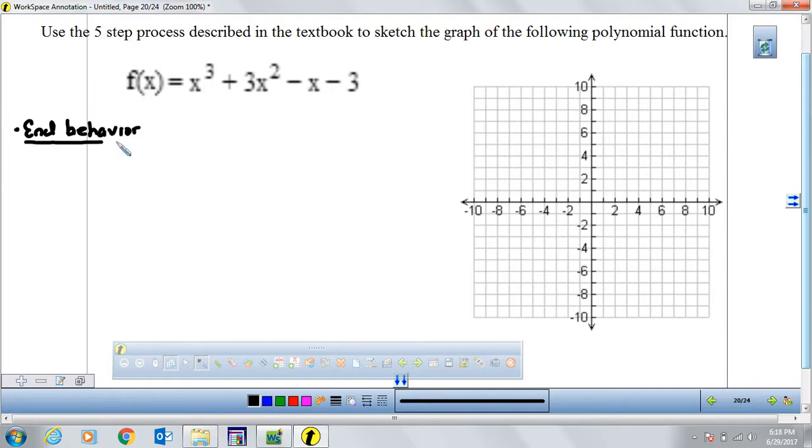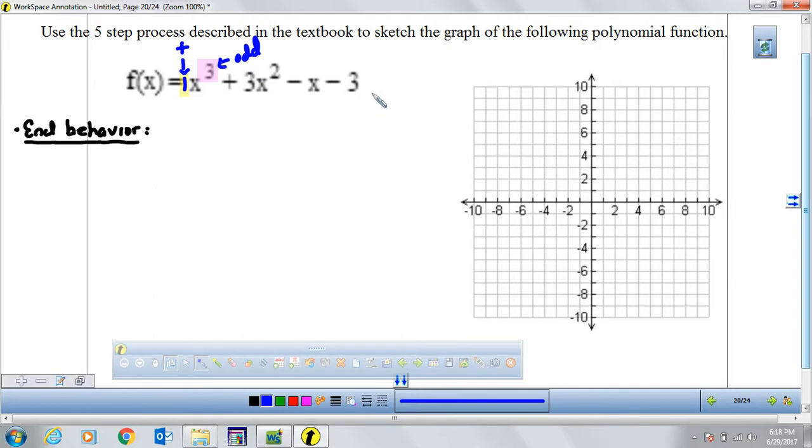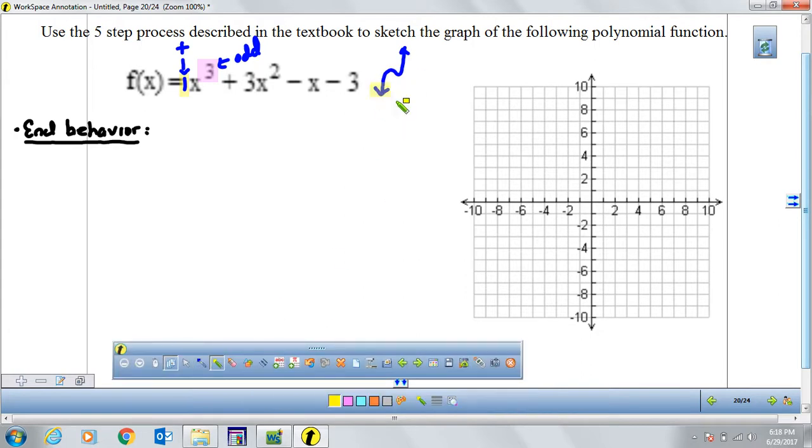To determine the end behavior, we have to look at the degree and the leading coefficient. As we can see right here, the degree of this polynomial is 3, which is an odd degree. And the leading coefficient right here in the front is a 1, which is a positive leading coefficient. So if it's an odd degree and a positive leading coefficient, we're looking at kind of an S shape that increases from left to right. So basically the end behavior is that the graph falls to the left side and rises to the right side.